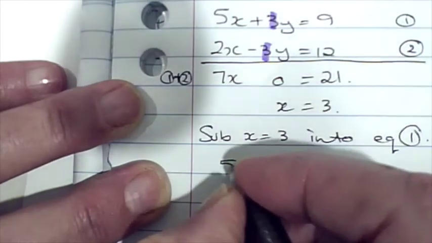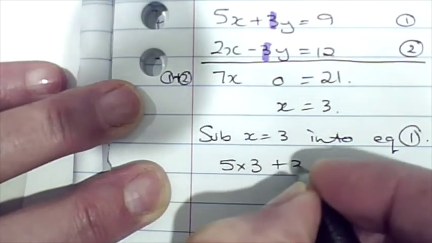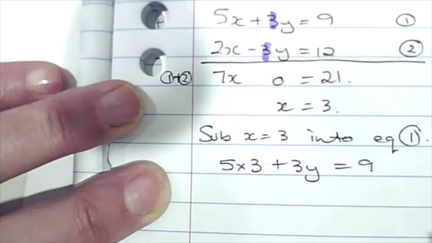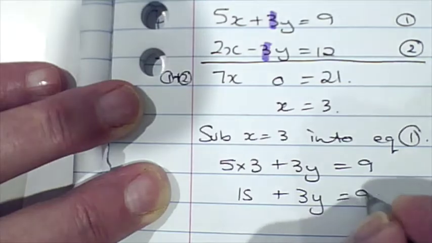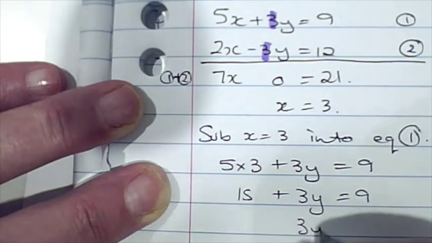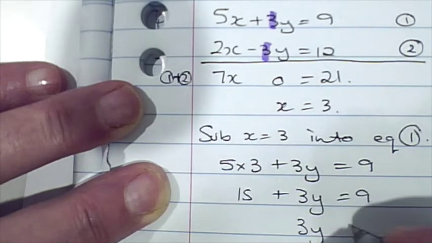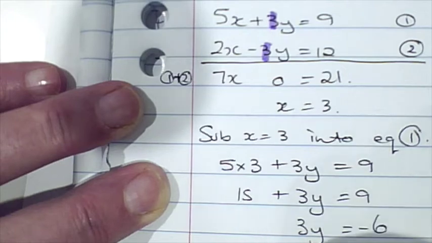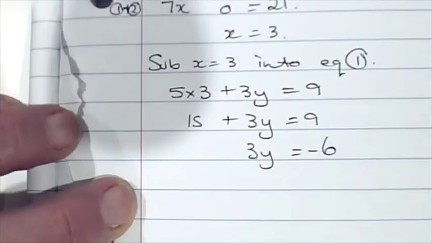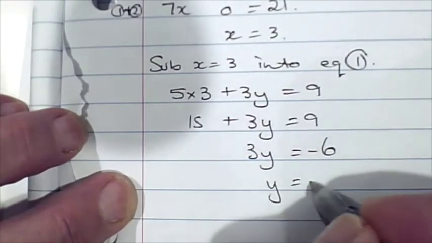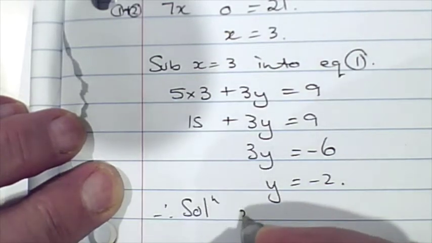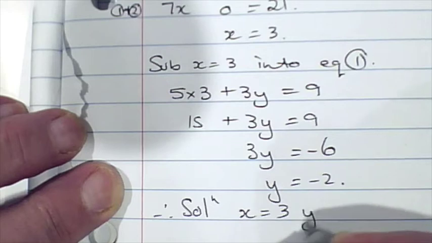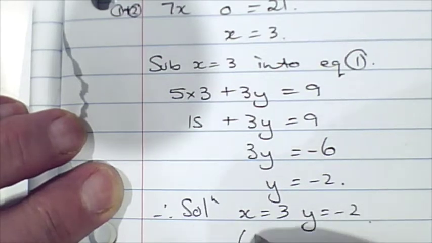So it becomes 5 times 3 plus 3y equals 9. 15 plus 3y equals 9. Subtract 15 from each side is minus 6. Y equals minus 2. So therefore the solution is x equals 3, y equals minus 2, or you could write it as brackets.